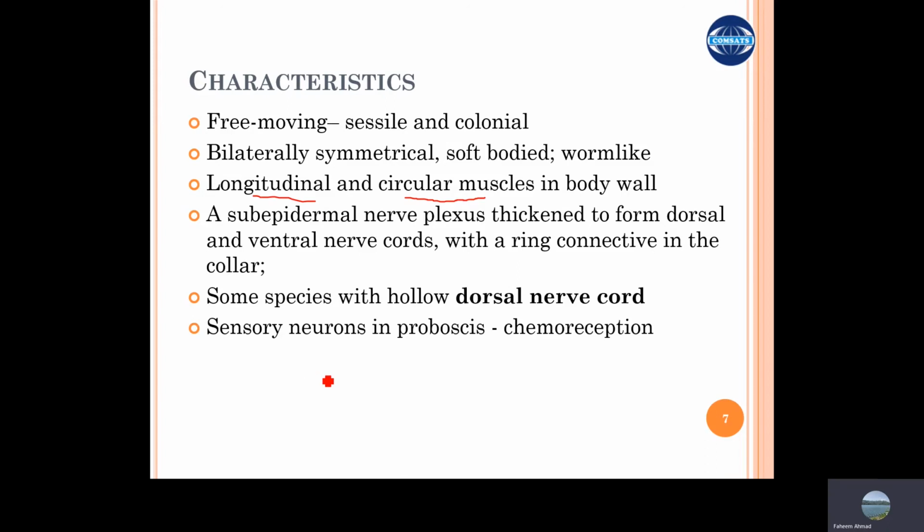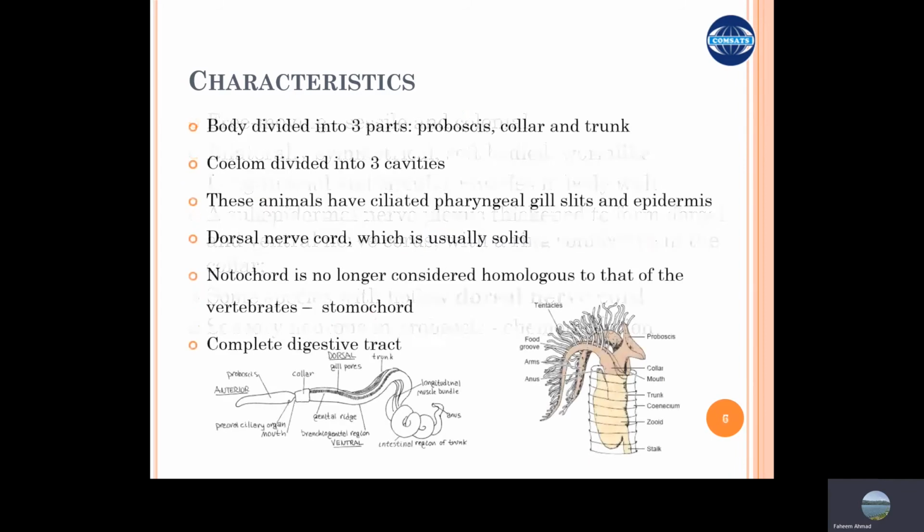In the nerve cord, there is a subepidermal nerve plexus. This is a collection of different neurons that thicken to form the dorsal and ventral nerve cords, with a ring connecting to the collar. So if you see in this animal, there would be a nerve cord running all the way on one side, the dorsal side. Then there would be a minor nerve cord on the ventral side, and these two nerve cords are connected together with ring-like nerves in the collar region. So it makes a complete loop.